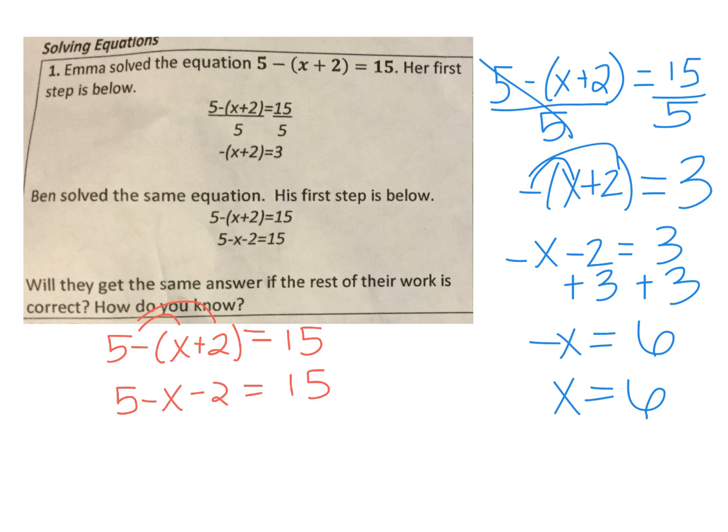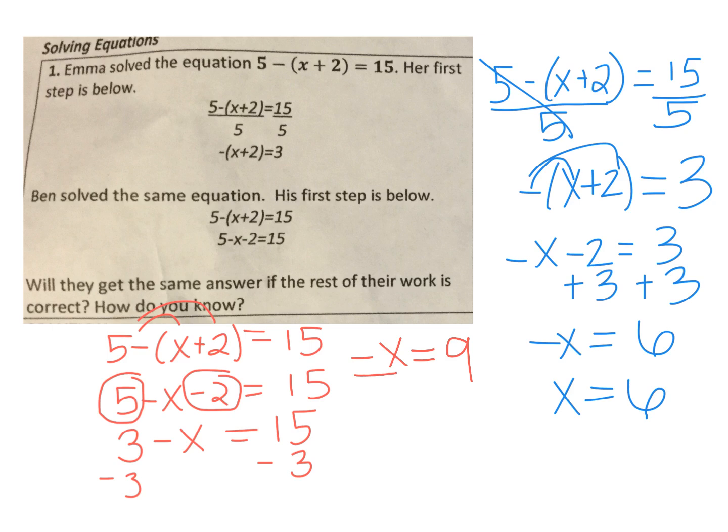And then if I were to solve this, I would combine my like terms on the same side of the equal sign. So 5 minus 2 is 3. And then I'm going to subtract the 3 over. And then divide both sides by negative 1.